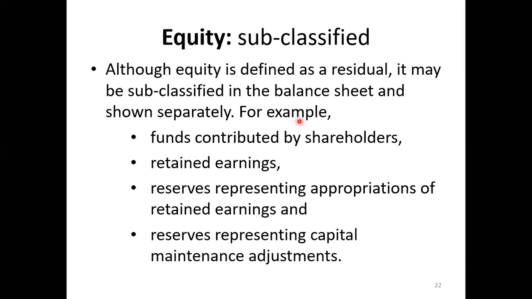So under the equity, you may find different categories. For example, funds contributed by shareholders, stated capital, retained earnings. Due to the normal course of business, the entity earns some profit. This profit belongs to their owners, undistributed profit. So it's what? Retained earnings. Reserves, representing appropriations of retained earnings. You may find some reserves, general reserve and other reserves. For particular purposes, they are accumulating their earnings. So the reserve representing appropriation of retained earnings.